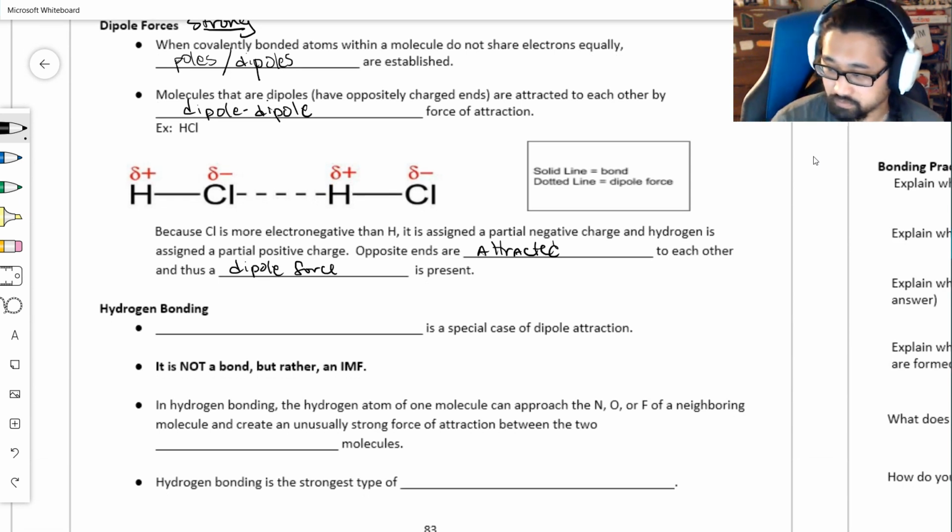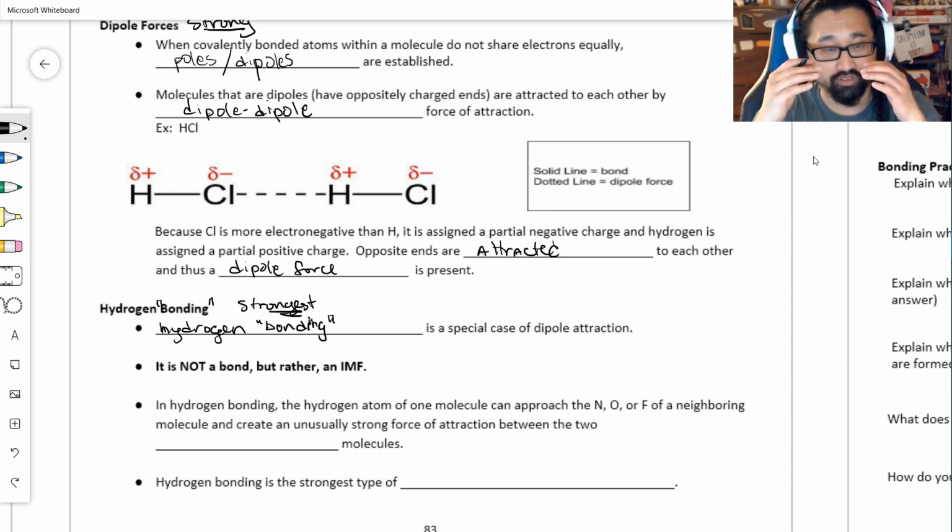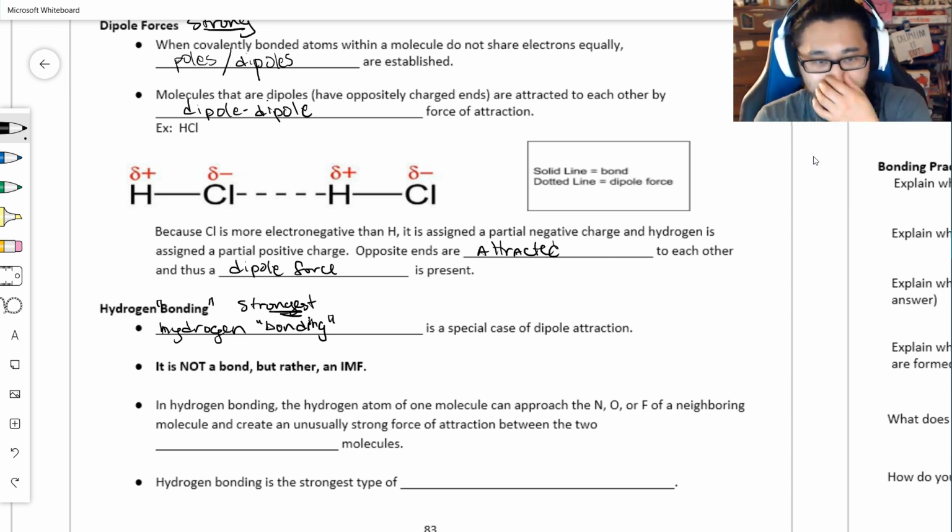Now, I want you to do this. Quotation marks around bonding. But it's the strongest. Right? Hydrogen bonding is a very special case of dipole forces. So it's like dipole forces are strong. Hydrogen bonding is even stronger. It's just a special case of dipole forces. Spoilers, it involves hydrogen. It's called hydrogen bonding because originally they did actually think it was a bond. It was that strong. It was so much stronger than a traditional dipole force. But it is an IMF, right?